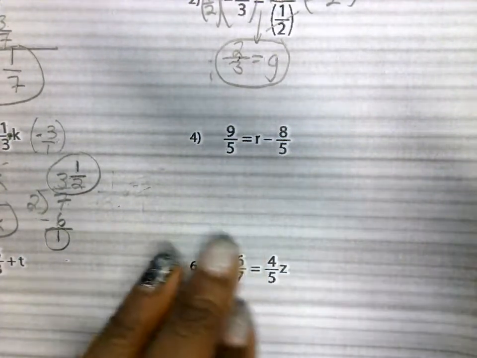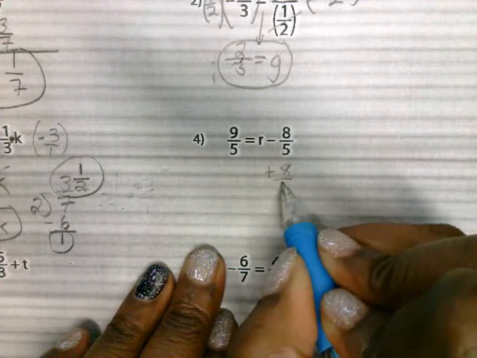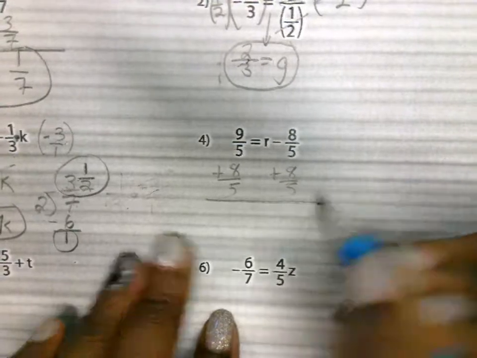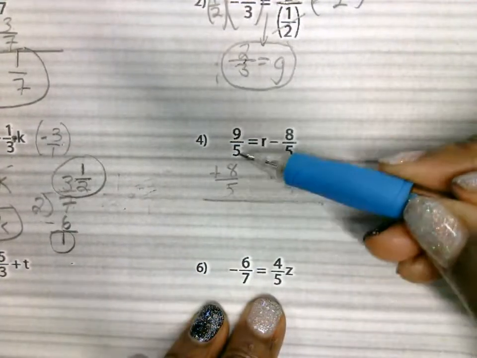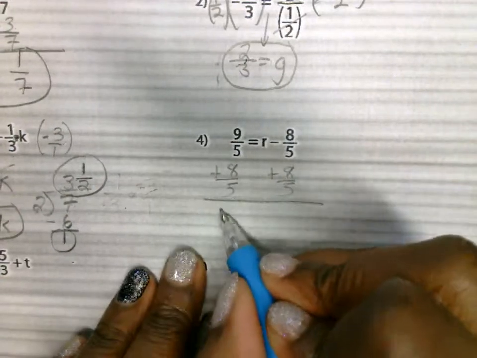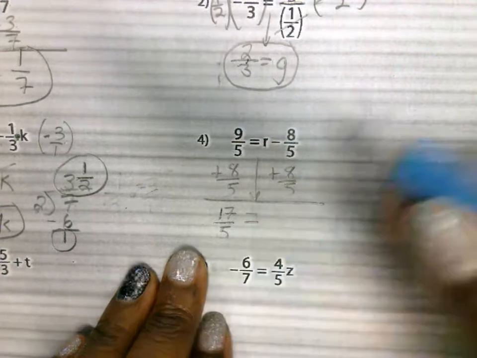Okay, it's a little dark. Sorry about that. Number 4. To get r by itself here, you're going to add 8 over 5 to both sides. 8 over 5 to both sides. You have a common denominator, so you're going to add your numerators together. That's going to give us 17 over 5. Bring down the equal.